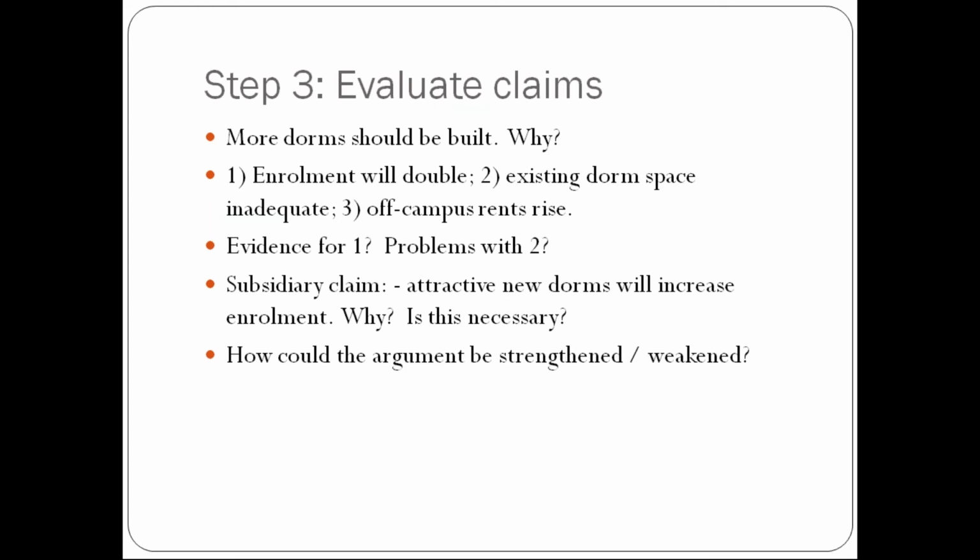Enrollment will double. Existing dorm space is inadequate. Off-campus rents rise. What's the evidence? What's the evidence for enrollment doubling? What's the evidence for existing dorm space being inadequate or off-campus rents rising? Subsidiary claim: attractive new dorms will increase enrollment. Why is this necessary? How could the argument be strengthened and weakened?